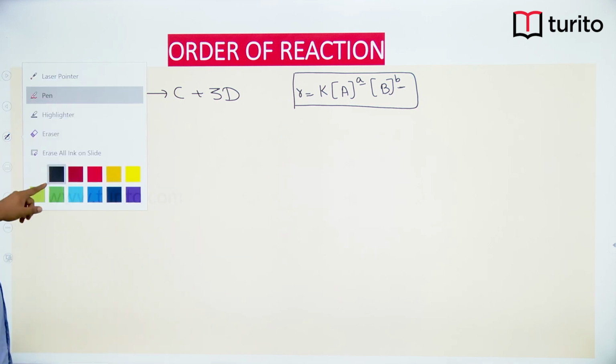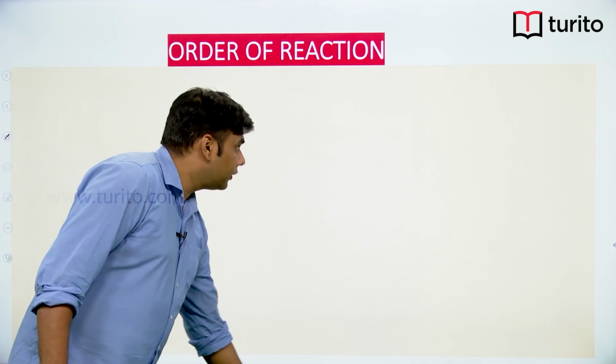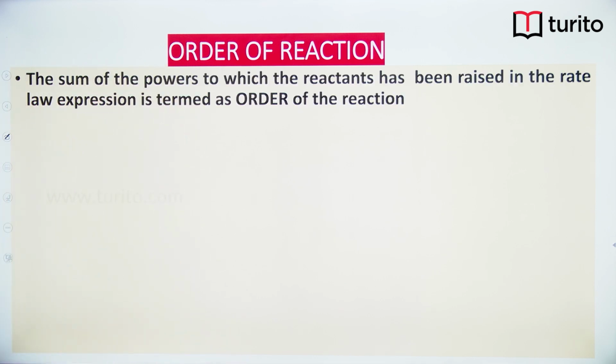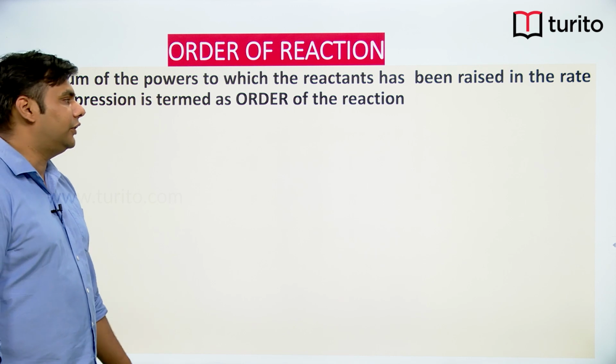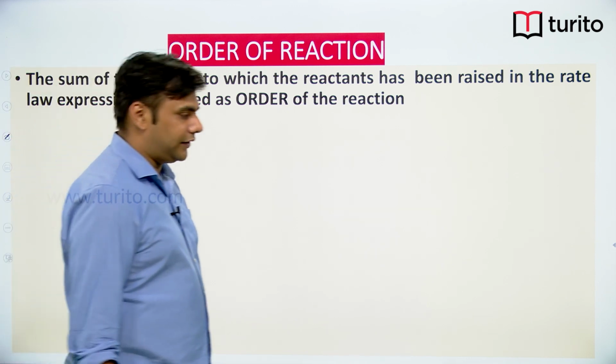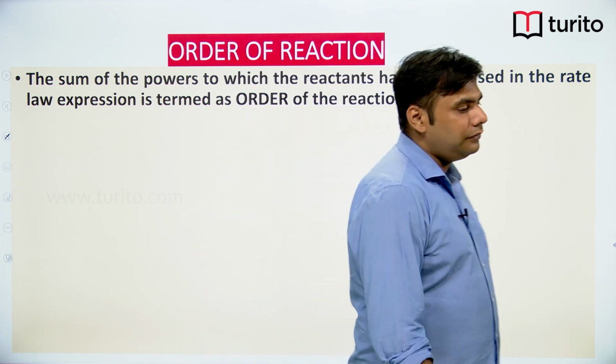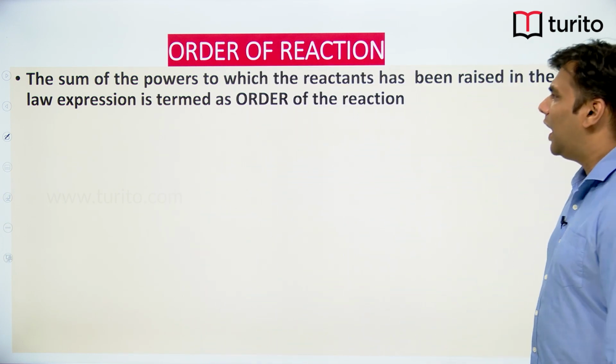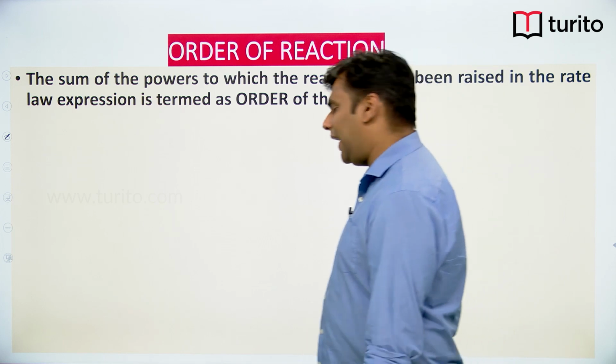Okay. So we will see what it signifies. So basically the sum of the powers to which the reactants have been raised in the rate law expression is called the order of the reaction. Okay. So just write it down. Now how will we come to know about this a and b?